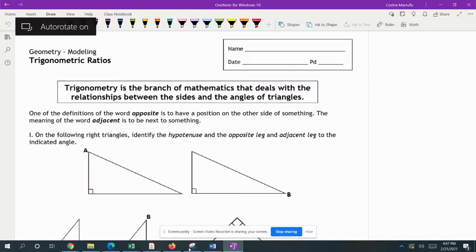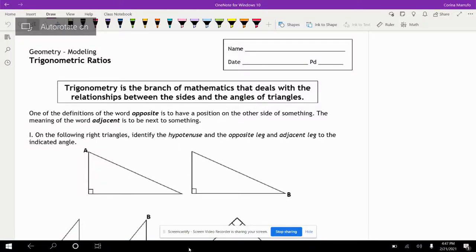All right, so our next lesson is going to be trigonometry. So we're going to be covering trigonometric ratios. Trigonometry is a branch of mathematics that deals with the relationships between the sides and the angles of triangles.